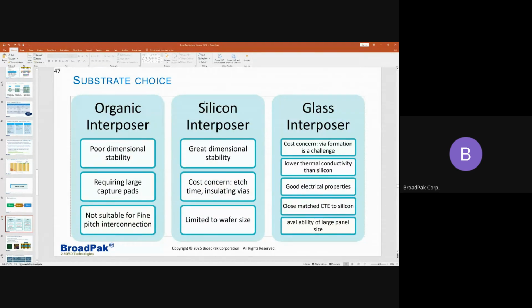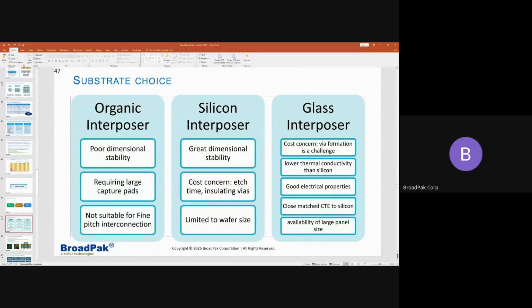But the silicon interposer obviously gives you very fine lines and spacing, but your concern is about the cost, right? The etch time, the insulating of the vias, and the manufacturing aspect of it, and it is limited to the wafer size. Now the glass, which is emerging, I'm sure you've seen it, right? About Intel announcing the glass interposer or the glass substrate.